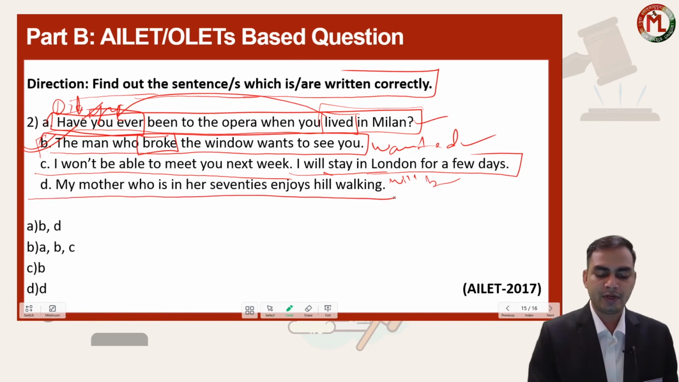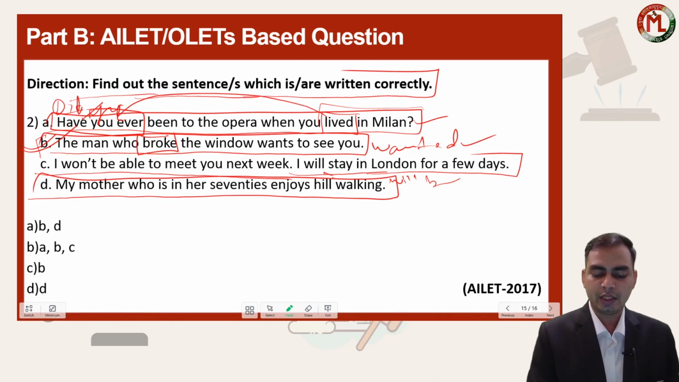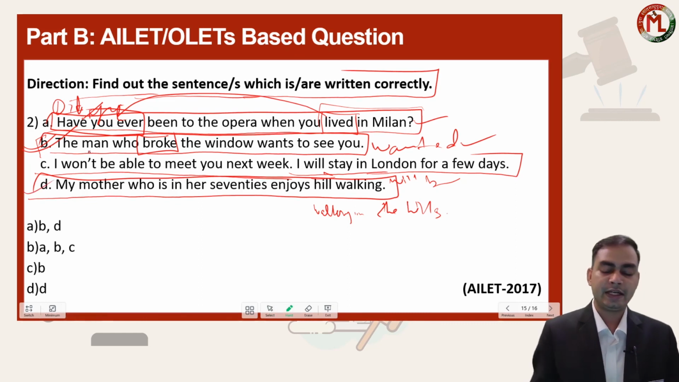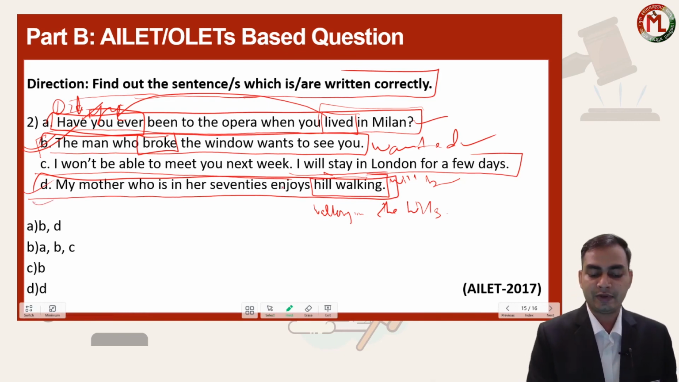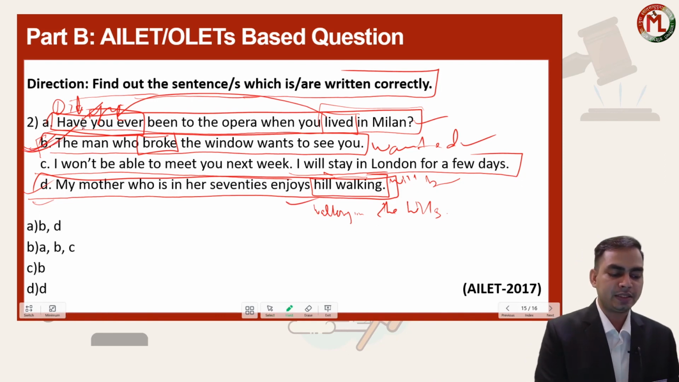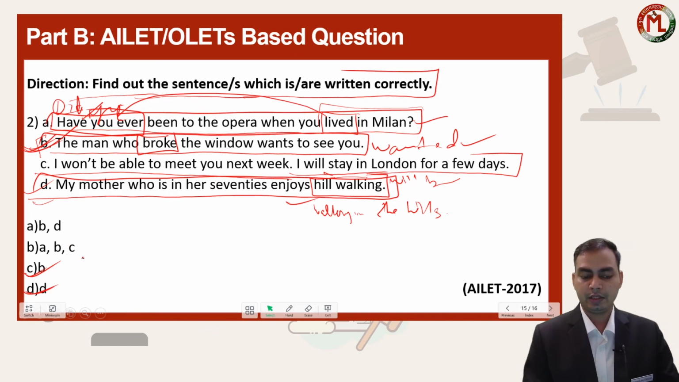My mother, who is in her 70s, enjoy hill walking. So according to AILET, they think that "enjoys hill walking" should be "enjoys walking in the hills". On this basis, they said that the statement is incorrect. But if you take hill walking as a noun, then we can say that my mother, who is in her 70s, enjoys hill walking can be a correct option. So as per the CLAT examination, this sentence is correct. You can see that option B can be correct, and also D, which according to me is already correct.